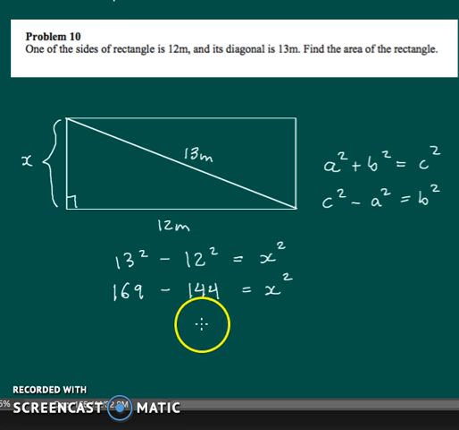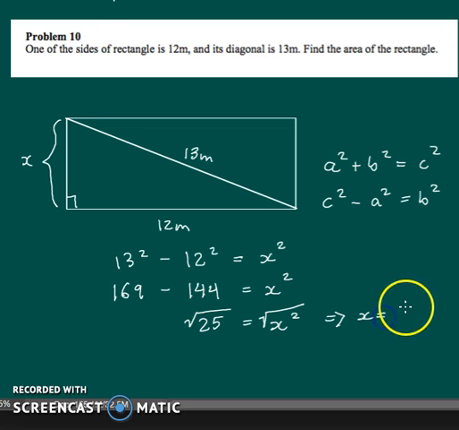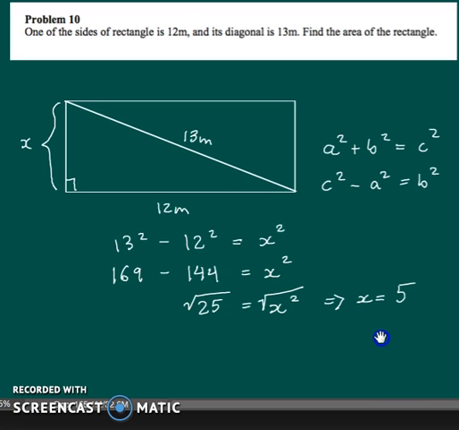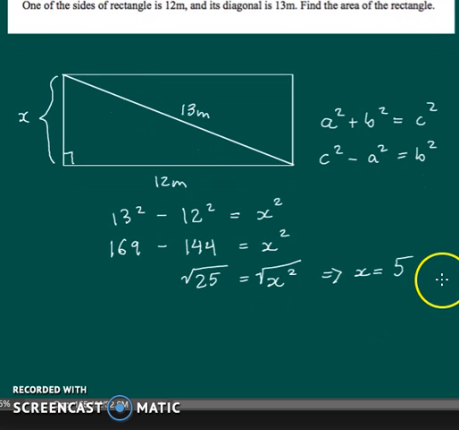169 minus 144 is 25. 25 is equal to x squared. We will take the square root of both sides, and we find that side x is equal to 5, a lovely integer. We don't even have to round anything. That's great. So now I know the dimensions of this rectangle.